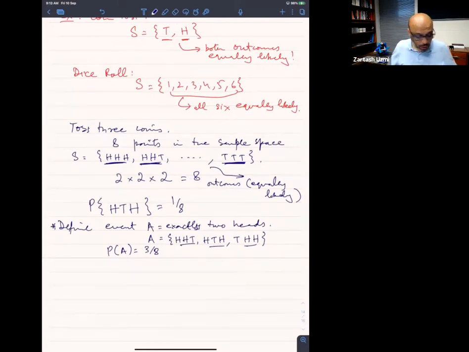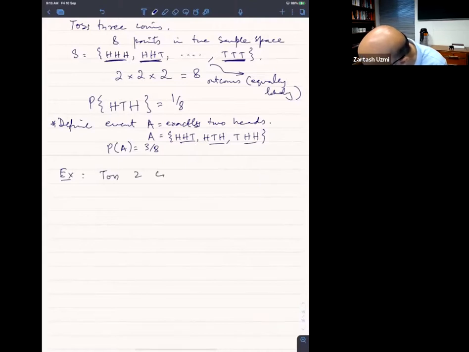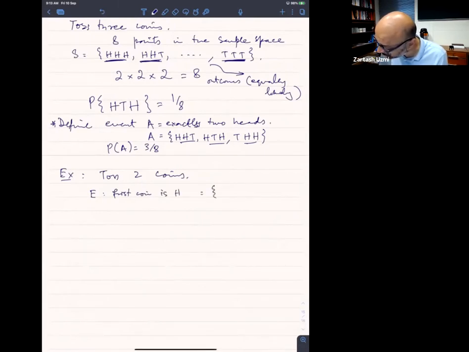Okay, now very quickly I'm going to talk about another example: toss 2 coins. How many sample points? 4 sample points. Now let me define 2 events. E is the event that first coin is head. So E का सेट जो होगा, उसके सेट में क्या होगा? E के सेट में you will have HT और HH. ऐसे लिख दें, HT and HH, एक ही बात है.